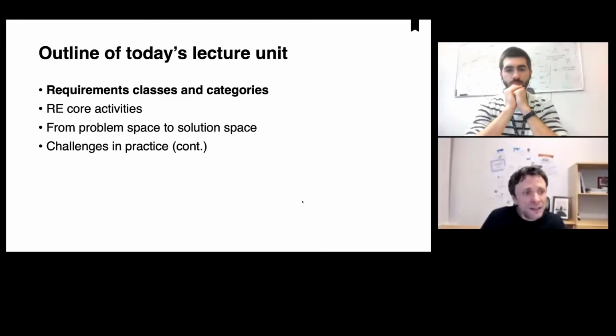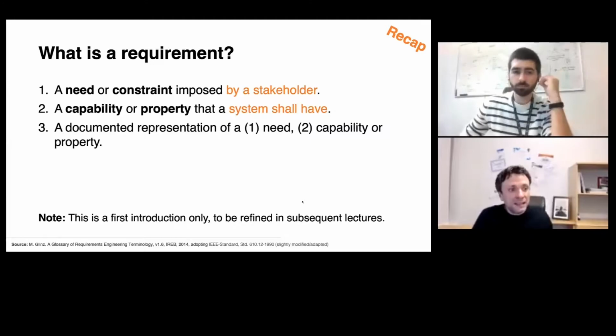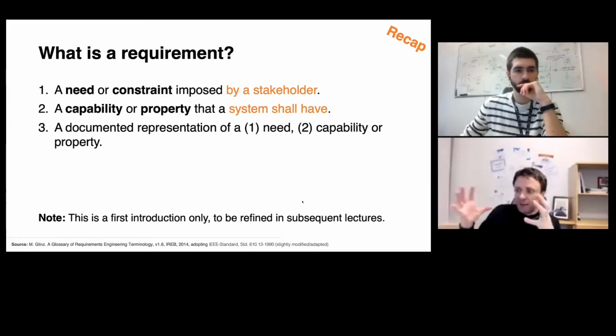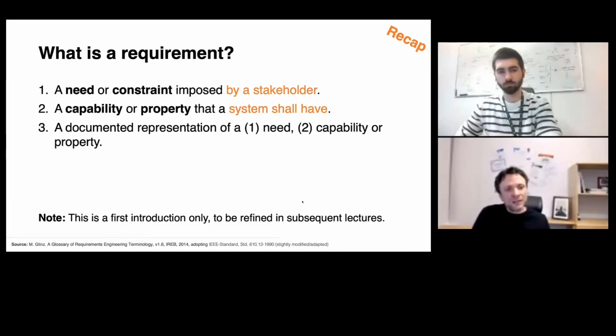So let's directly start with requirements classes and categories. As discussed in the last lecture, a requirement is a need or constraint imposed by a stakeholder, so taking the stakeholder perspective, and a capability, a property that a system shall have, so taking more the system perspective in order to accommodate these needs of a stakeholder. And of course, the documented representation of a need, capability, or property. We will be refining this definition in a second when we talk about the requirements classes.